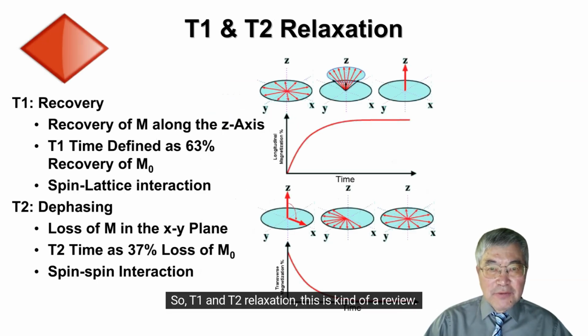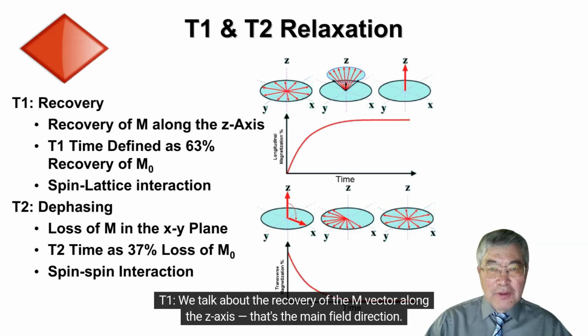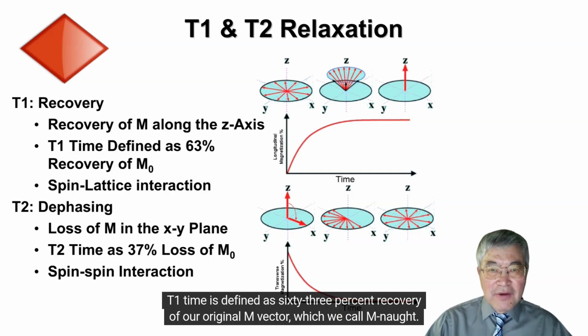So, T1 and T2 relaxation, this is kind of a review. T1 and T2 are quite different. For T1, we talk about the recovery of the M vector along the z-axis. That's the main field direction. T1 time is defined as 63% recovery of our original M vector, which we call M0.